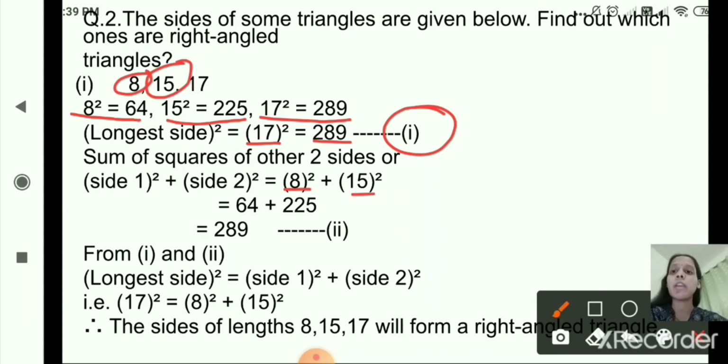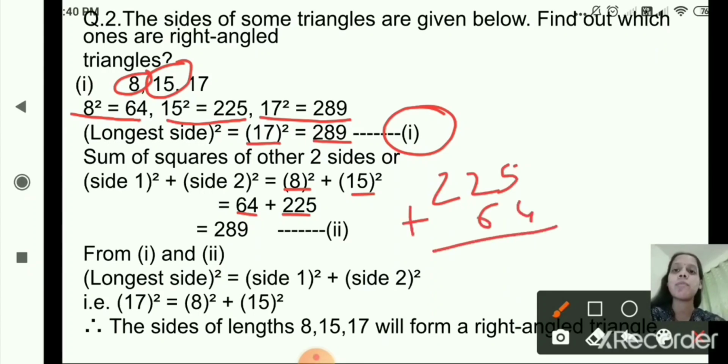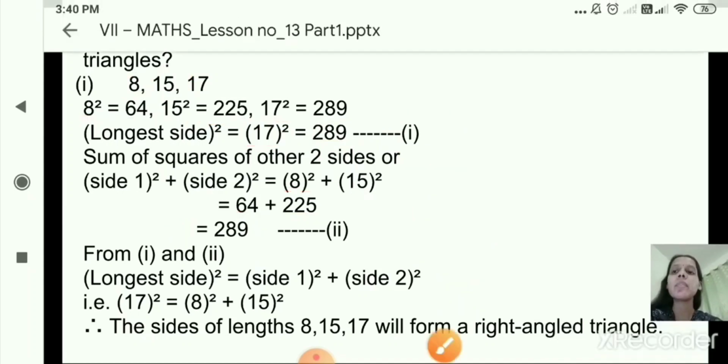Now write down the squares. 8 square is 64 and 15 square is 225. Now add these numbers, 225 plus 64. 225, that is 15 square, and 8 square is 64. 5 plus 4, 9. 6 plus 2, 8, and 2 as it is. What we got is 289. So this is the second statement.